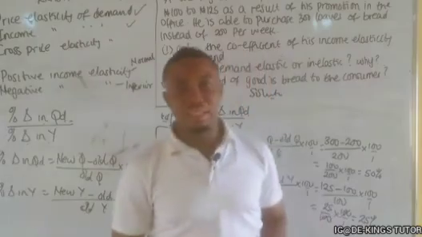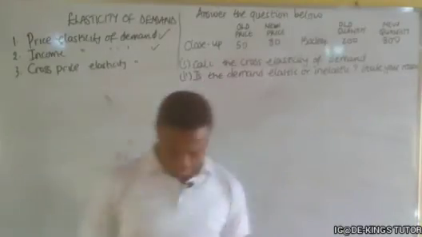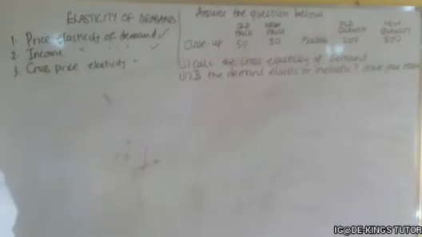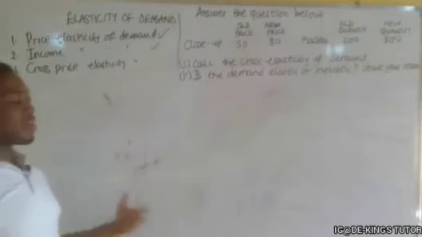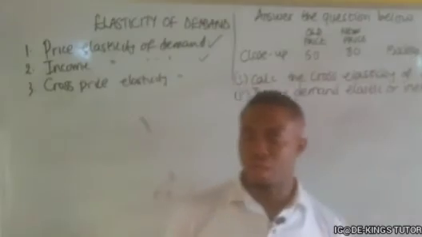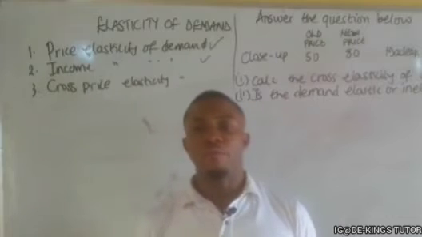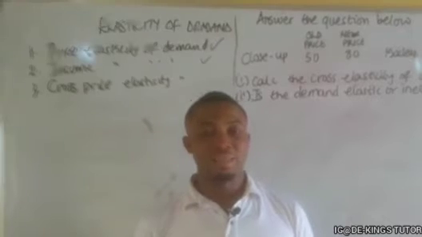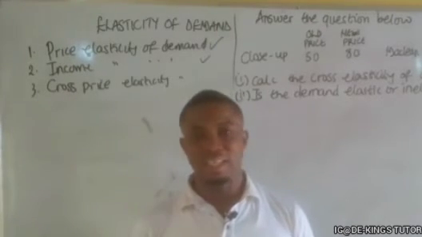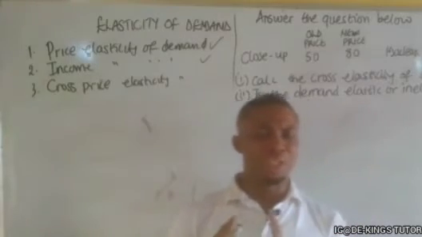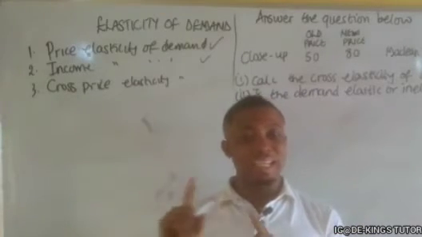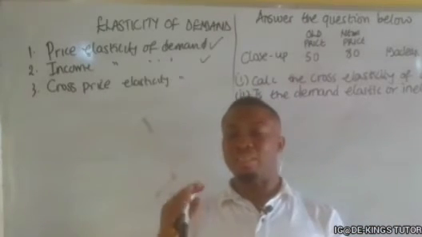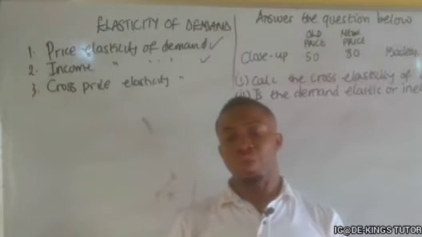Or what we call the cross elasticity of demand, which is the third aspect of elasticity. Now the cross elasticity of demand looks at the degree of responsiveness of a change in quantity demanded of a commodity as a result of a change in the price of another commodity. It looks at how a change in the price of one commodity can lead to a change in the quantity demanded of another.